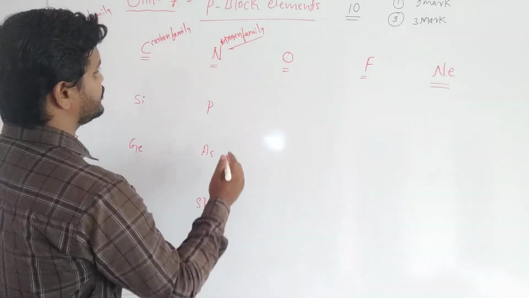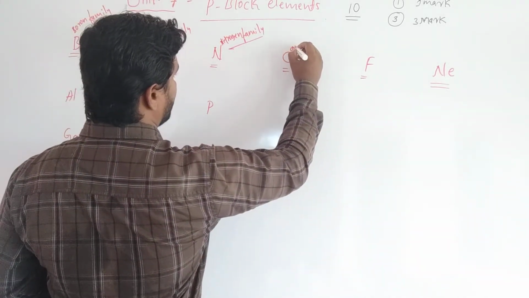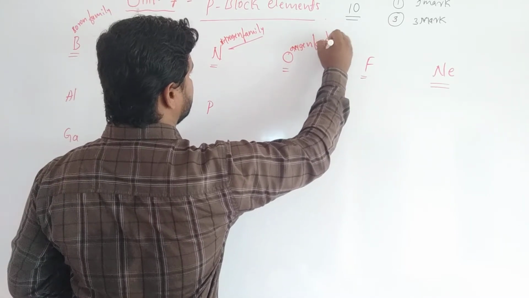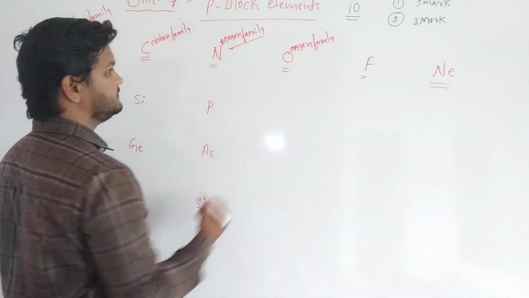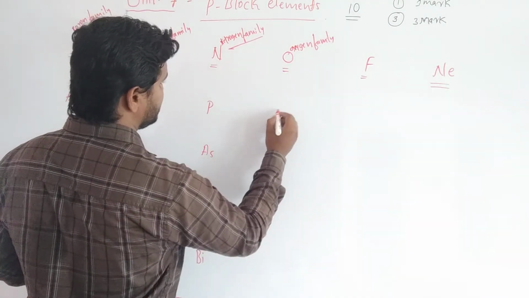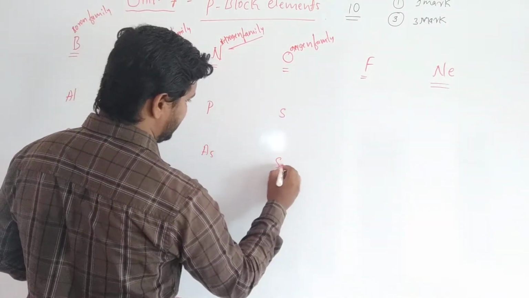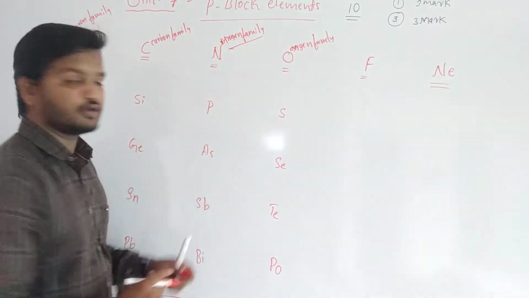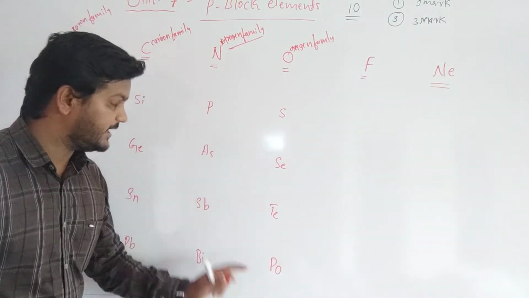And next one, oxygen family. Oxygen family elements are oxygen, sulfur, selenium, tellurium, and polonium.